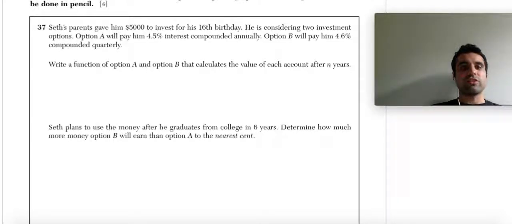So let's read 37. Seth's parents gave him $5,000 to invest. So that means his money's going to grow for his 16th birthday. He's considering two investment options. So there's option A, which I'll use green. We'll pay 4.5% interest compounded annually. Option B, which I'll use blue, B for blue, will pay him 4.6% compounded quarterly. So it's compound interest, guys.